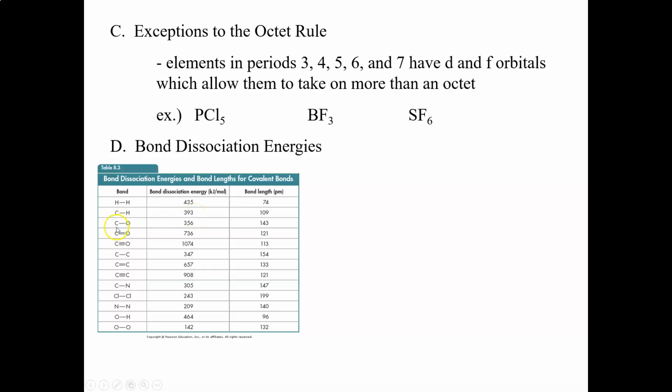Now, let's look at these three. C single bond O, 356. C double bond O, 736. C triple bond O, 1074. Do you notice a trend there? So, a single bond only took 356, a double bond took 736, a triple bond took over 1,000. So, it takes more energy to break more bonds.